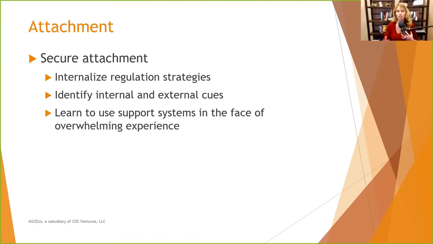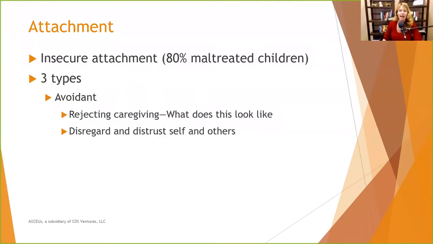So secure attachment is healthy. It's a give and take. There's a balance. There's good boundaries. Everything we hope our clients will be able to develop. 80% of maltreated children... so there's 20% that still develop secure attachment. So that's good. But 80% of maltreated children develop insecure attachment.